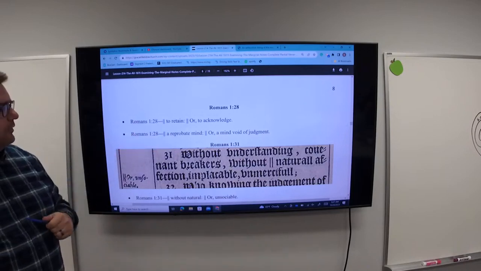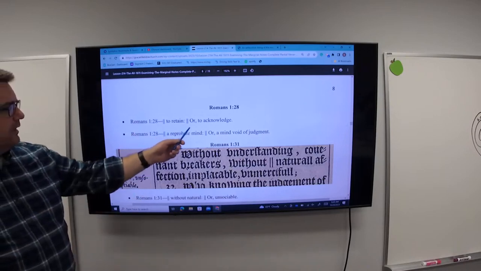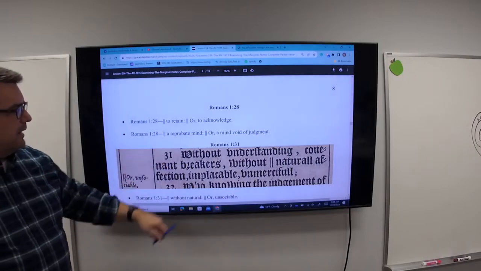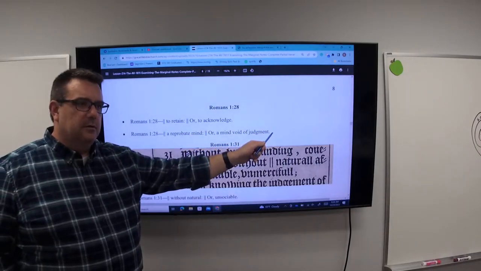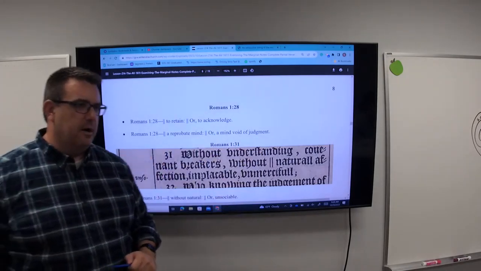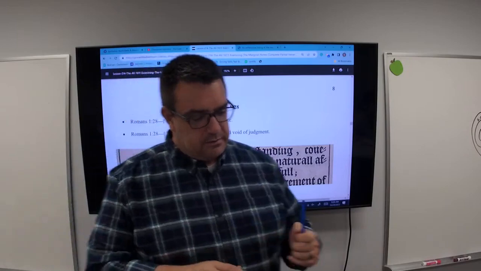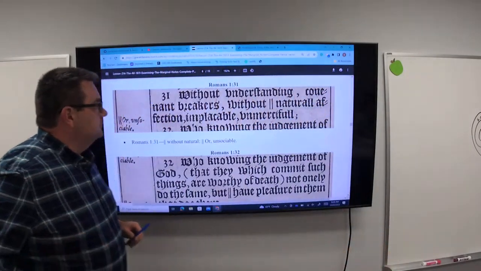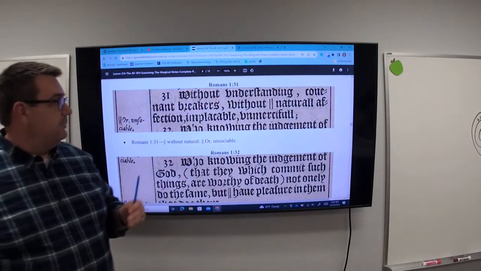Again, we have alternative renderings there. To retain versus or to acknowledge. And then 1:28, a reprobate mind or a mind void of judgment. So they're saying this could be another rendering for a reprobate mind, a mind that is devoid of judgment. Look at verse 31. Sorry that I accidentally got rid of that picture.